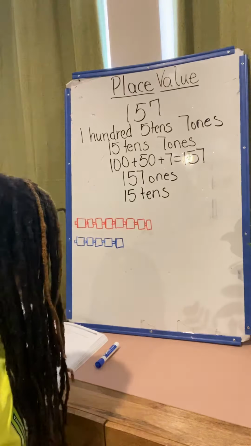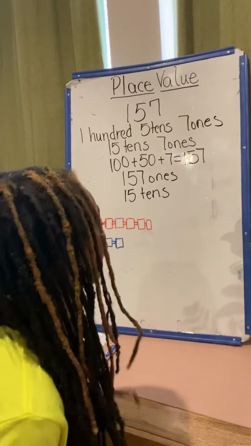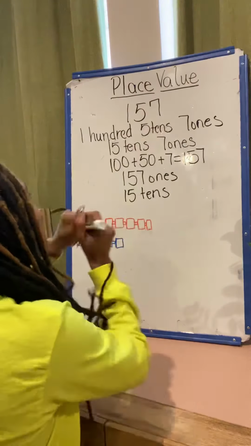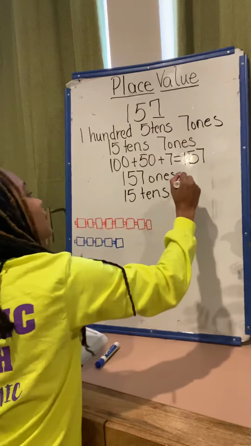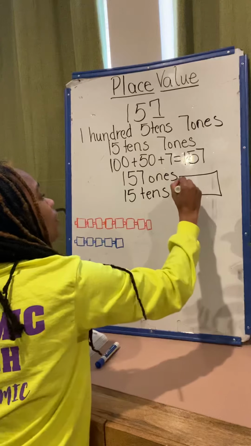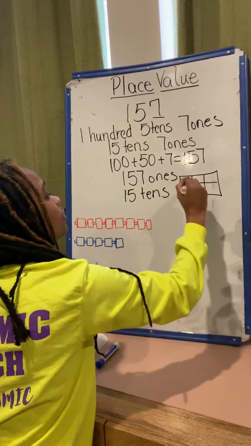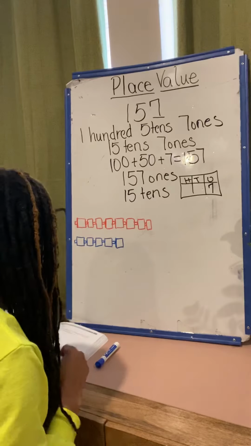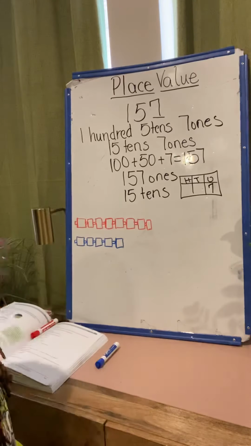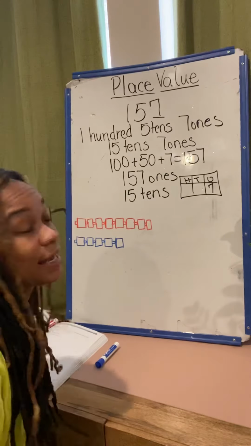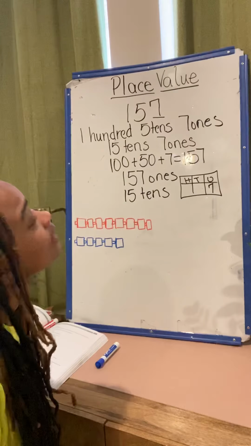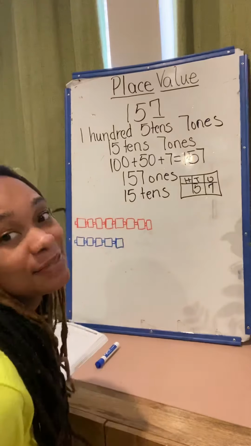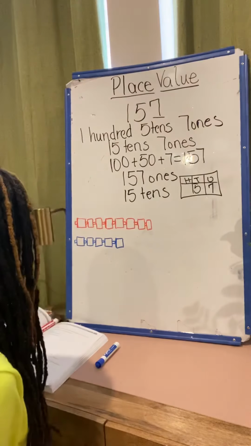Let's see, moving on. What digit is in the ones place? Right, 7. 7 is the digit that's in the ones place. If I were to write my number in a place value chart, the number 7 will go in the ones place. What is the value of the digit in the tens place? Yep, 50, because there's a 5 in the tens place, and 5 tens equals 50.